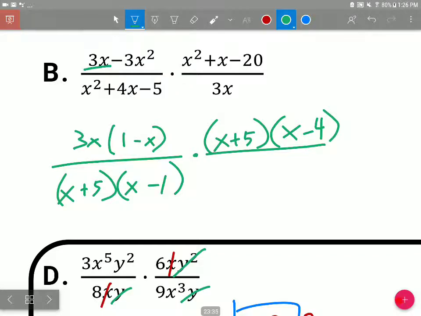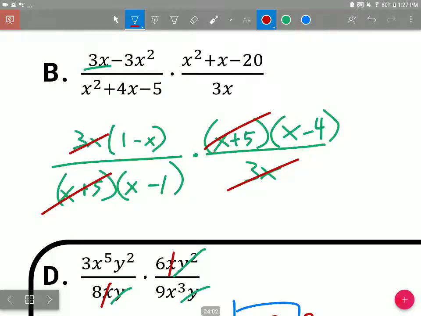Can you do anything with the 3x? No. It's a single term. Don't try to mess with it. All right, factoring out is the hard part. I agree with you. But from here, what can we get rid of? Okay, the x plus 5s can go away. The 3x can go away. Yeah, can I get rid of the x minus 1?